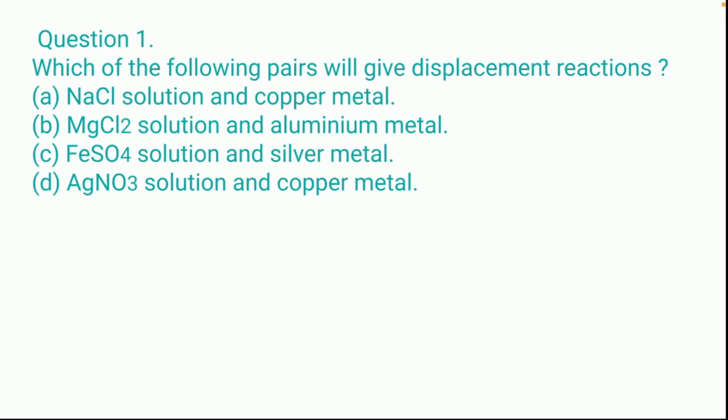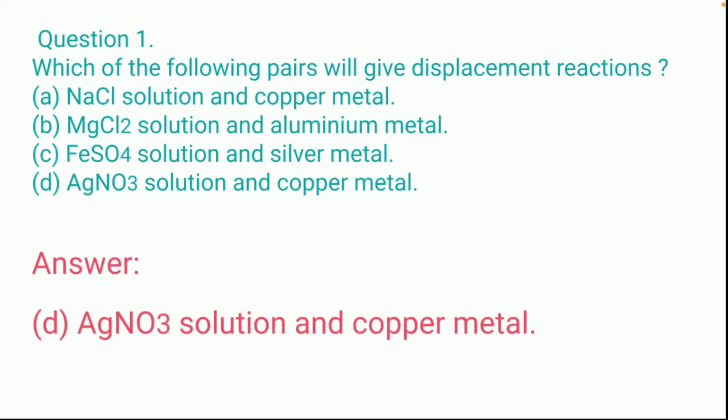Now, in case of NaCl and copper metal, sodium is more reactive than copper, so no displacement will take place. The same case in MgCl2 and aluminum, and also in case of FeSO4 and silver metal. Now, the answer will be AgNO3 solution and copper metal, because copper is more reactive than Ag. So, copper will displace silver and will take the place of silver. So, the answer is option D, AgNO3 solution and copper metal. Let's move on to the next question.